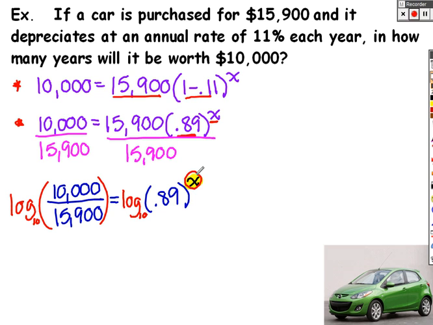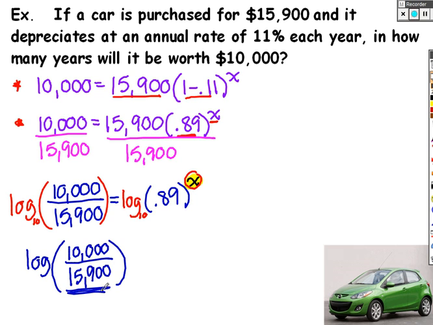So now I would have log of 10,000 on the left, and on the right I'm taking the log of all of this stuff. So it's the log of 10,000 divided by 15,900. It's not the log of 10,000 divided by the log of 15,900. So this whole thing is your argument. If I bring the exponent out in front, on the right side, I would have this.